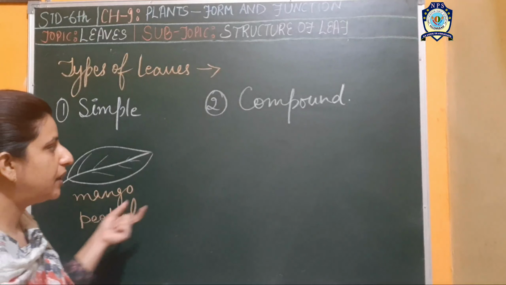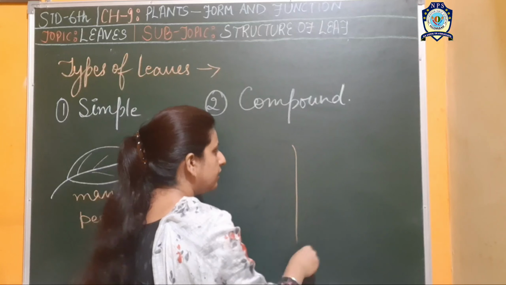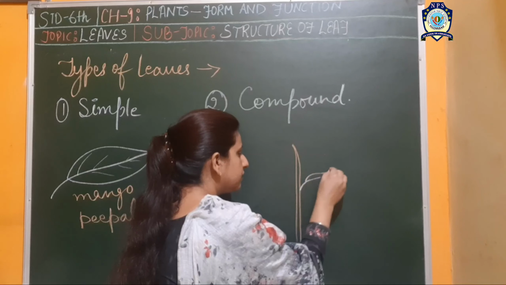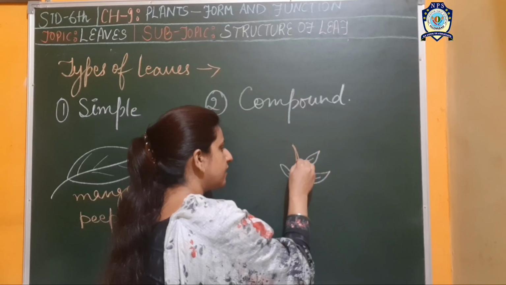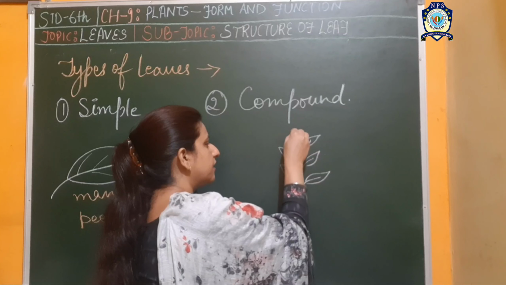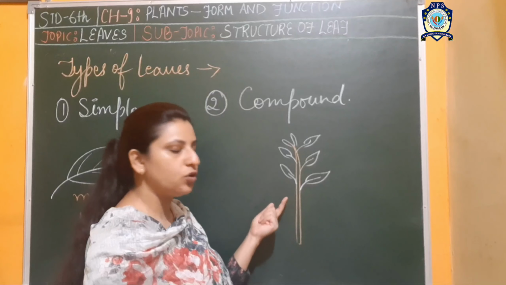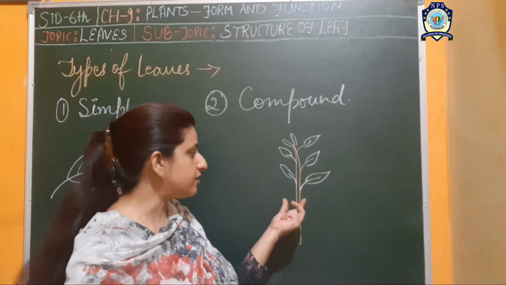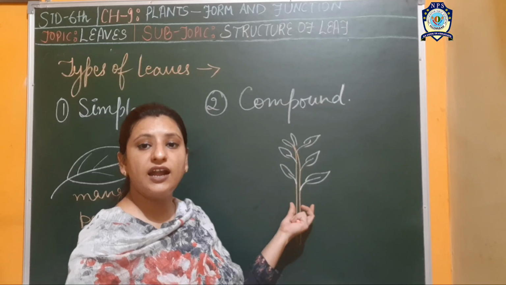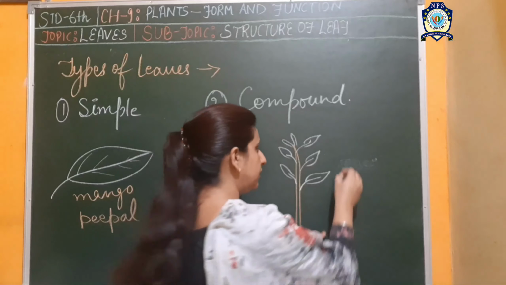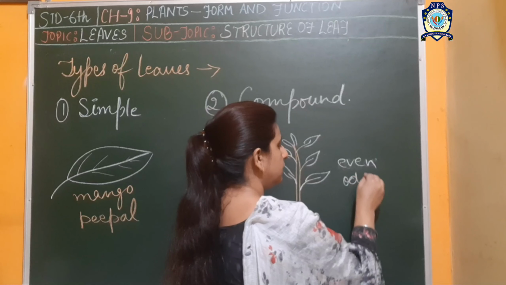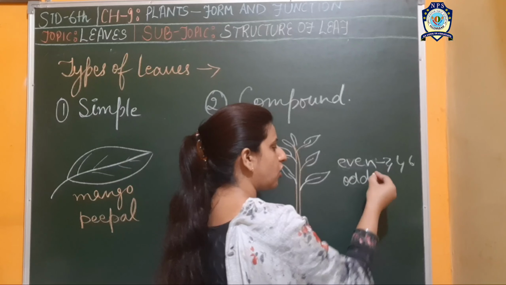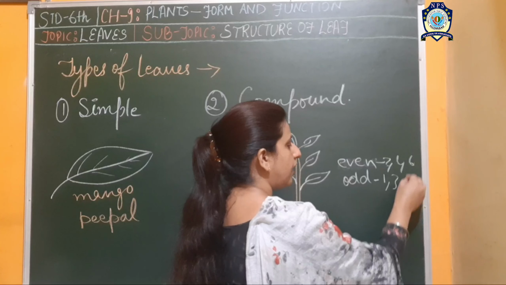But in case of compound leaf, if this is the stem part, then a number of leaves are attached here, and these are mostly in alternate patterns, and a bunch of leaves is attached to a particular part, and this type of leaf is called the compound leaf. And in it the number of leaves is either even or odd. Means if they are even, then they are 2, 4 and so on, and if they are odd, then they are 1, 3, 5 like this.